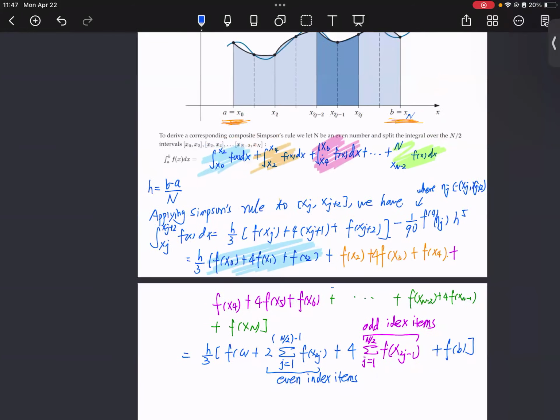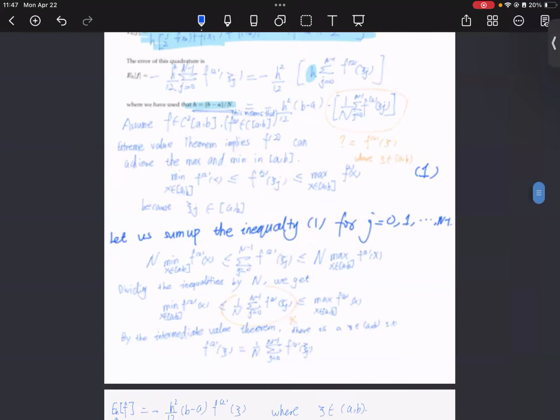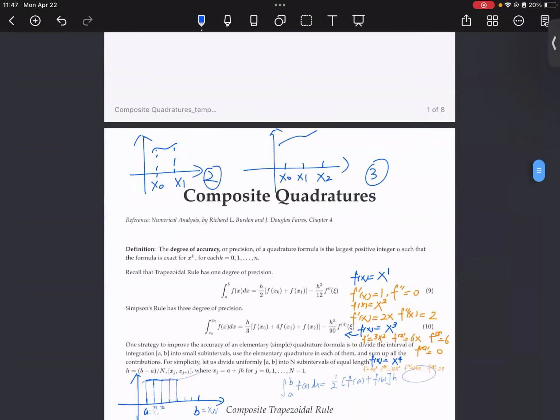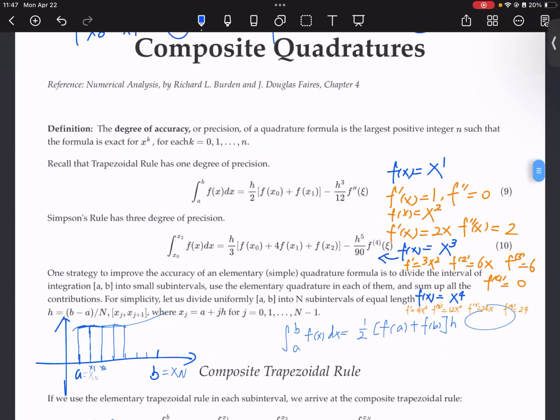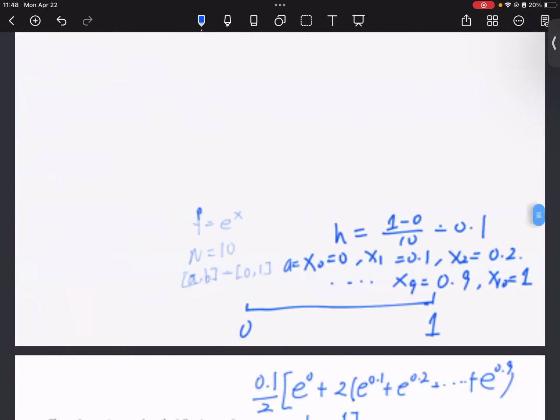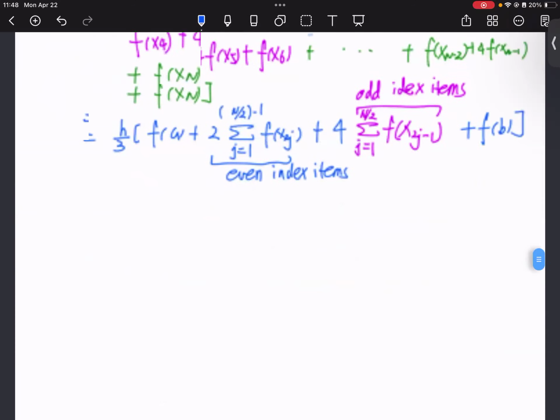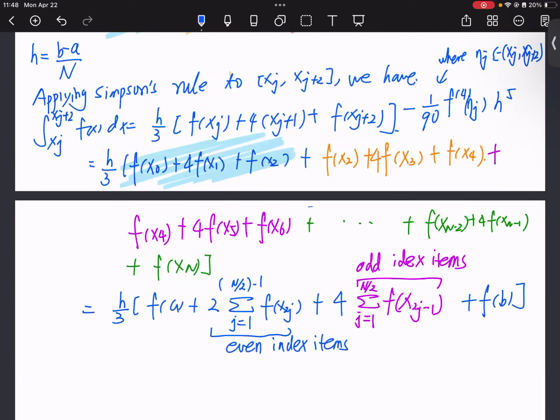This is something we have learned from the last class. At the very beginning, there's a conclusion here: it's 1 over 90, and then h to the power 5, and then the fourth derivative, and then xi is between these 2 points. And we just apply this to that little subinterval, the xj to xj plus 2.